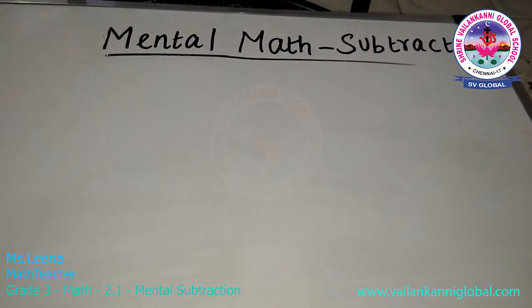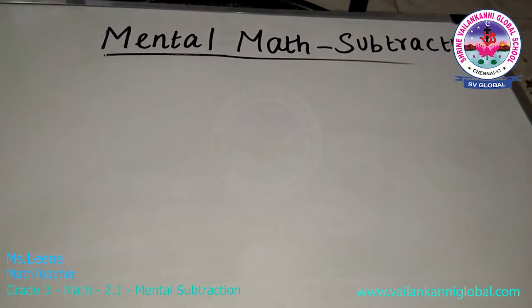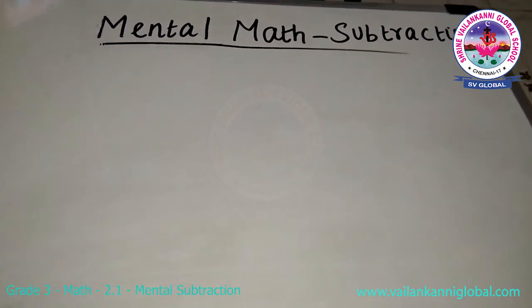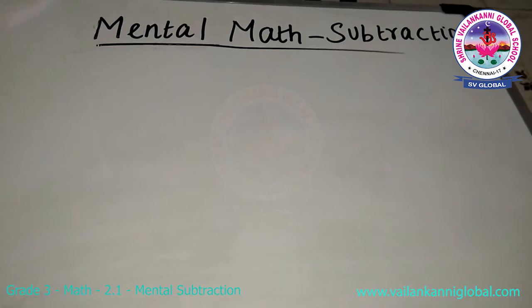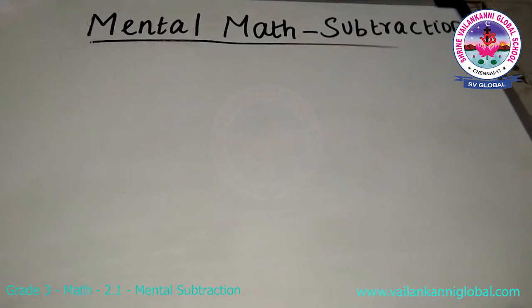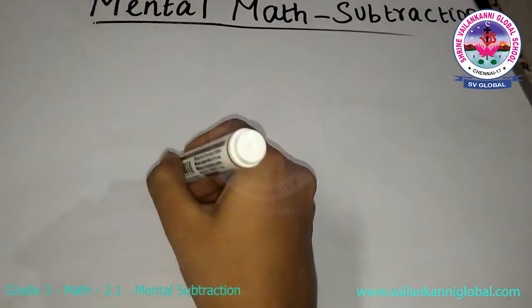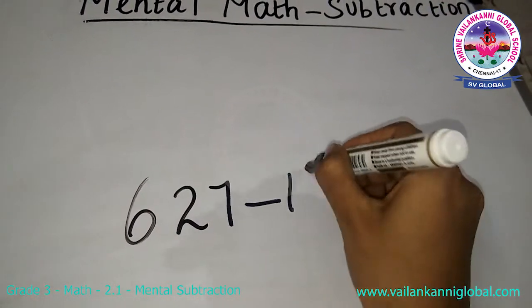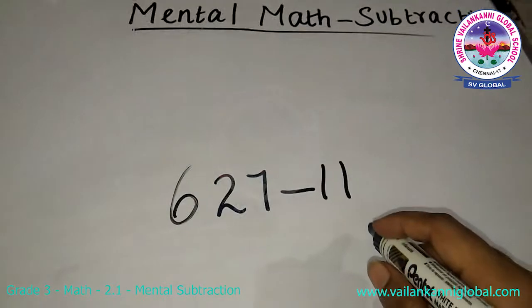Last video was how to add mentally. So in this video we are going to see how we can subtract mentally, which means without using a pen and paper. For example, there is a sum, 627 minus 11, which involves a subtraction.